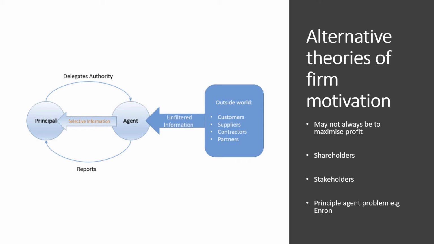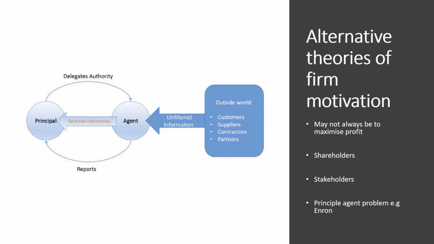A famous theory around alternative theories of motivation played out with Enron, and it's called the principal agent problem. Now, the outside world relies, or the stakeholders, or the shareholders, or the management usually employs somebody to be the face of the company and represent their interests. And that person may not always be the person running the company.